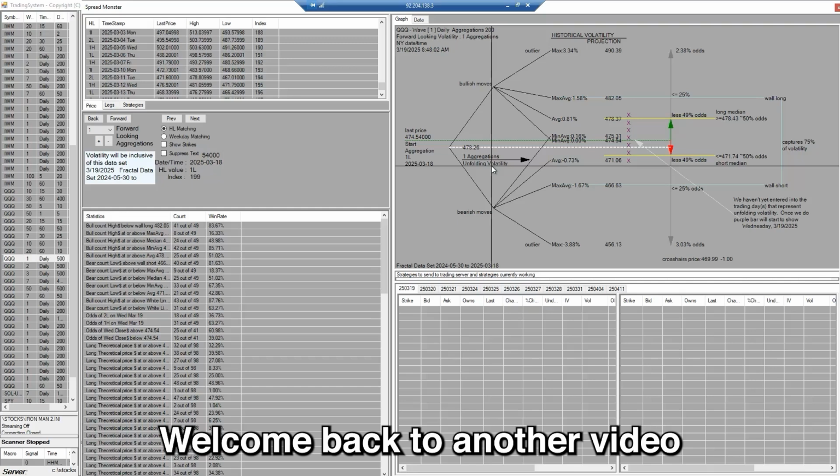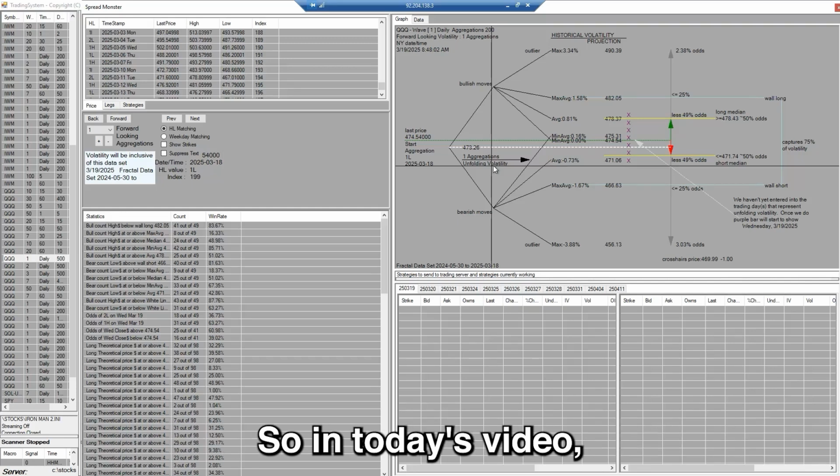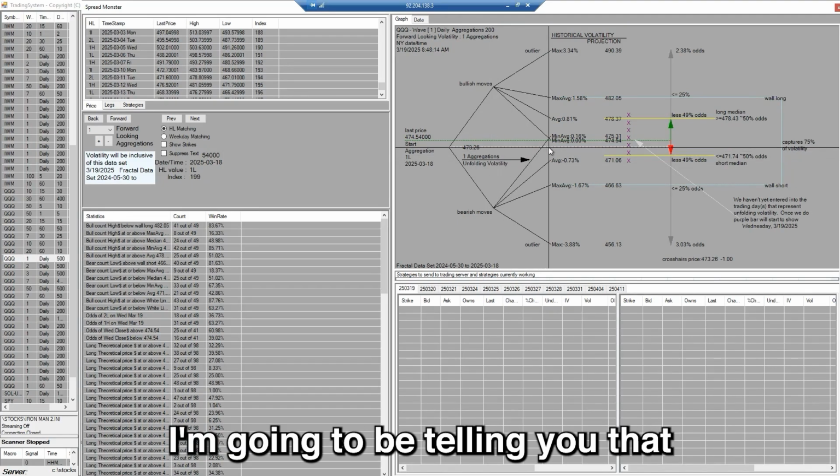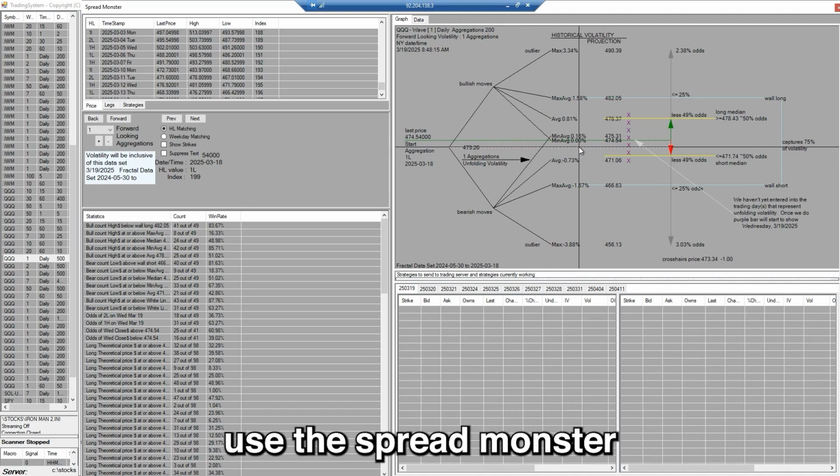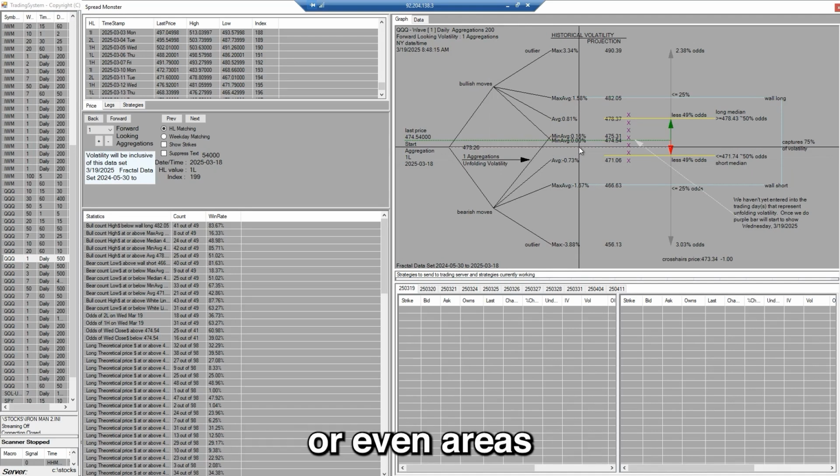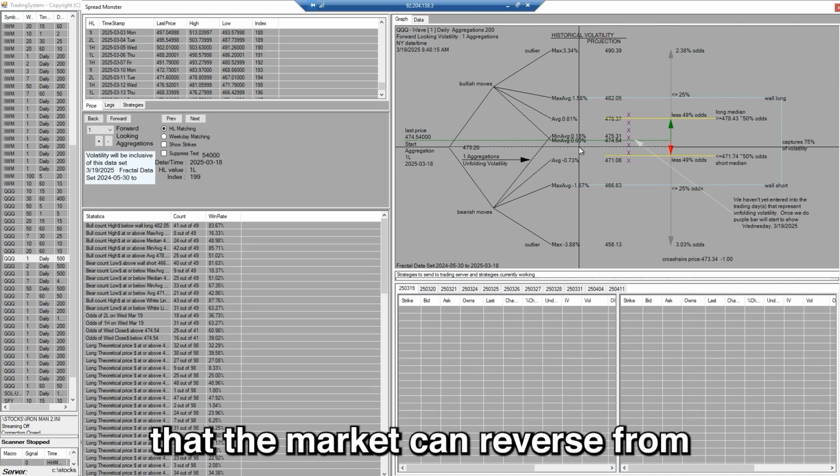Hi, welcome back to another video. So in today's video, I'm going to be telling you how you can use the spread monster to plot out different levels or even areas that the market can reverse from.